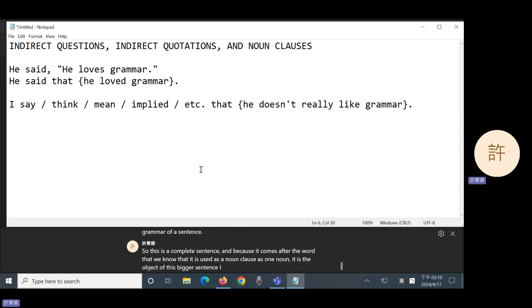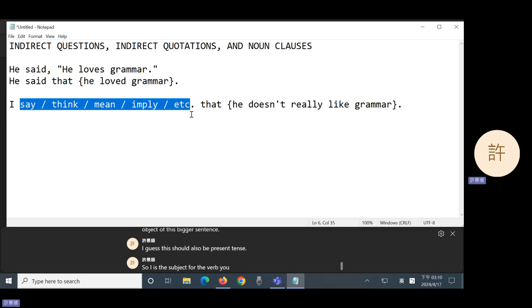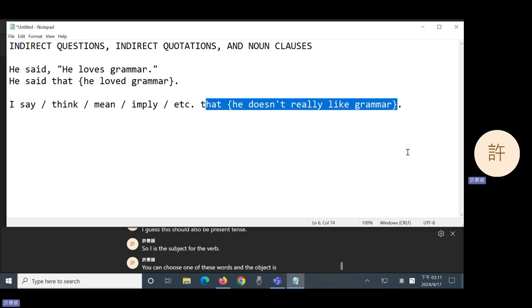I guess this should also be present tense. So I is the subject. For the verb, you can choose one of these words, and the object is this sentence.